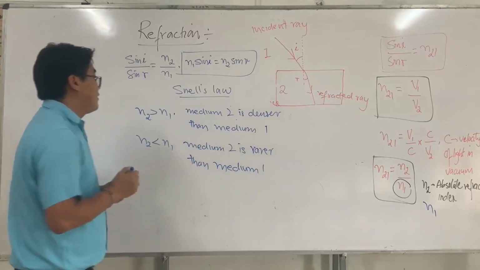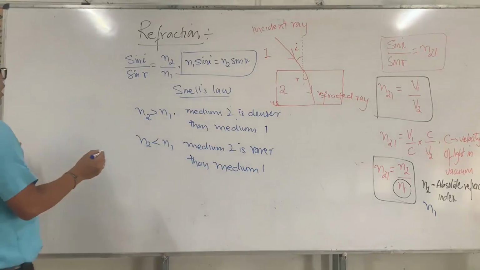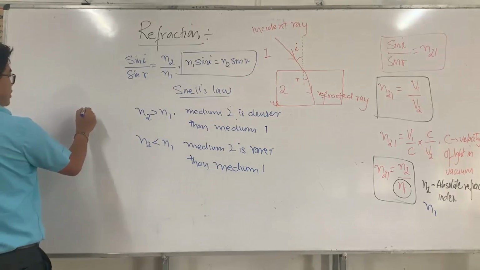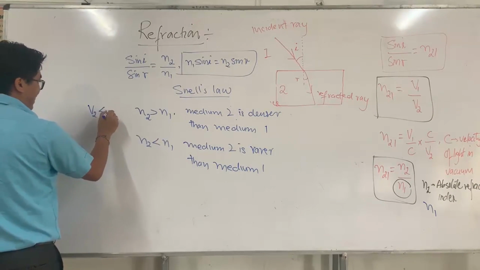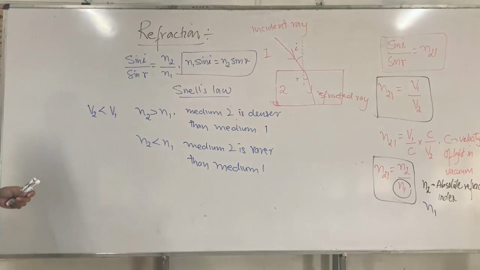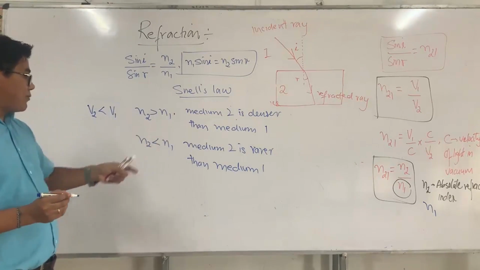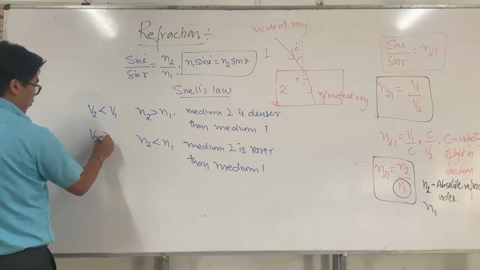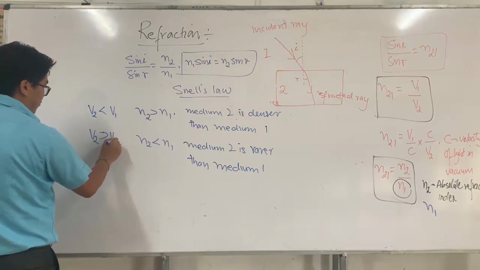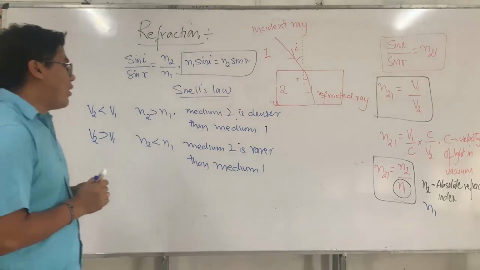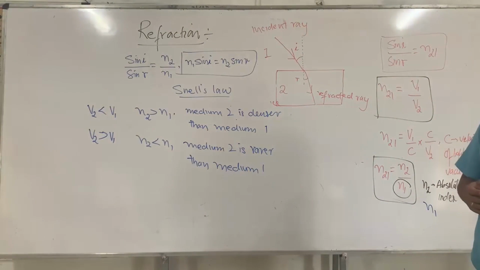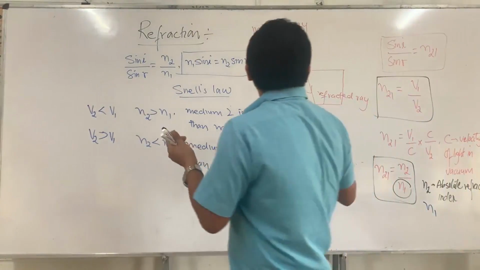Alright, so again, if medium 2 is denser than medium 1, velocity of light in the second medium is less than velocity of light in the first medium. If medium 2 is rarer than medium 1, then the velocity of light in medium 2 is more than velocity of light in medium 1. Alright, so this is how you read it. So therefore, we call it optically denser, we call it optically rarer. Alright, so this is what we have.